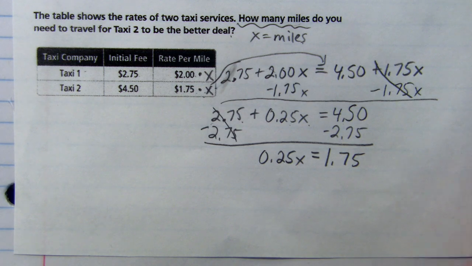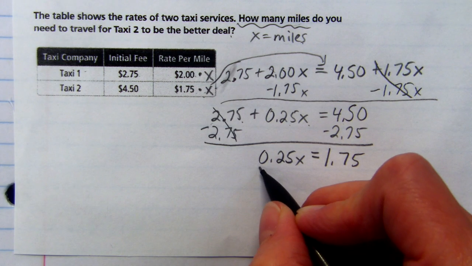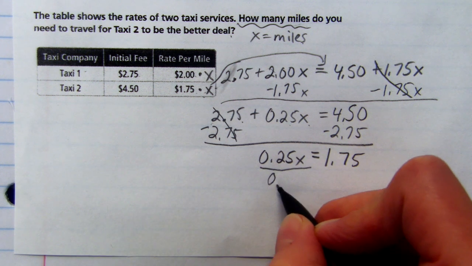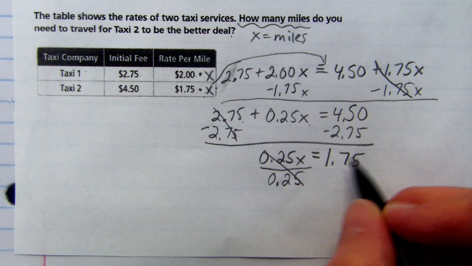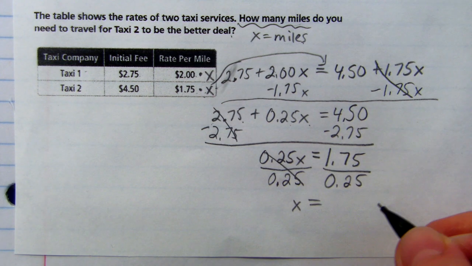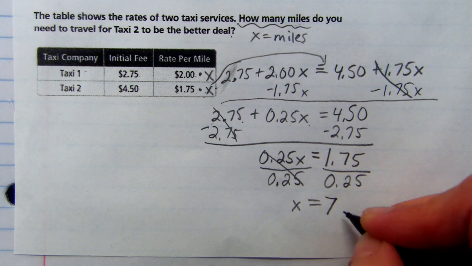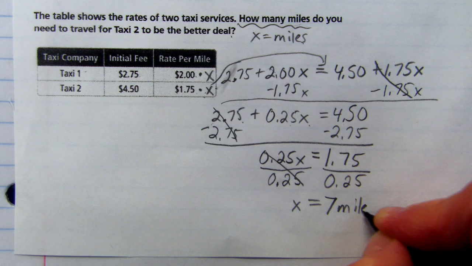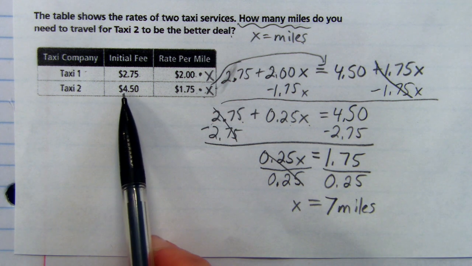So over here now I have $1.75. And then to get the 0.25 off the X, it's the same step we have most of the time, right? Our crowbar to pry it off, or in other words, that fraction bar that means division. So divide both sides by 0.25. We get X equals 7.